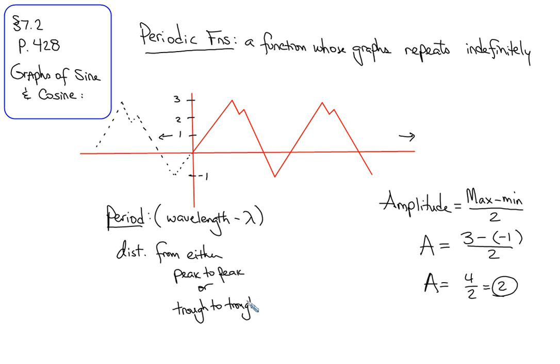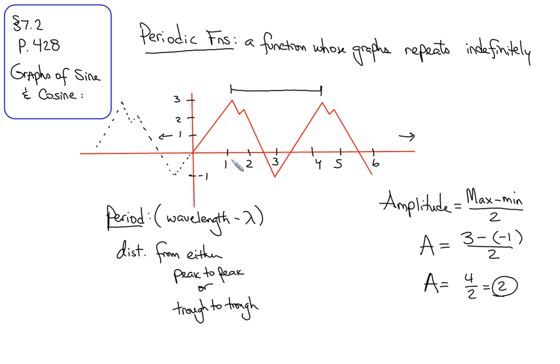In other words, minimum to minimum. So I'm going to do peak to peak and just show you that. For example, let's say we are at 1, 2, 3, 4, 5, 6. So let's say this is our horizontal scale. Notice that we have a peak here, we have a peak here.